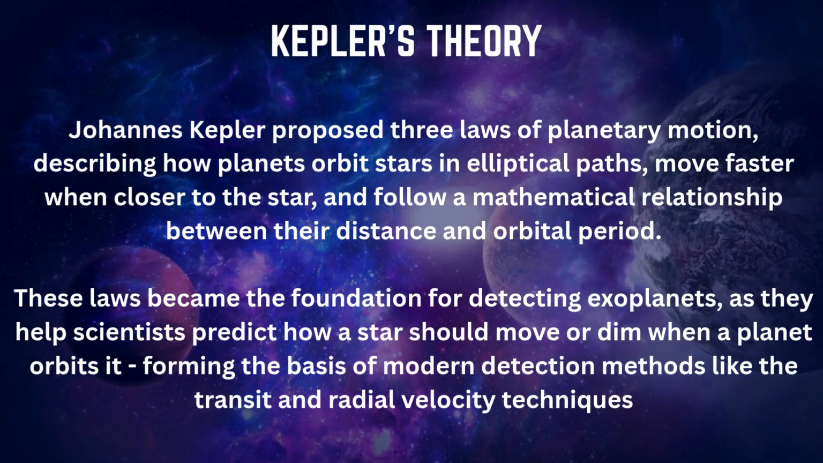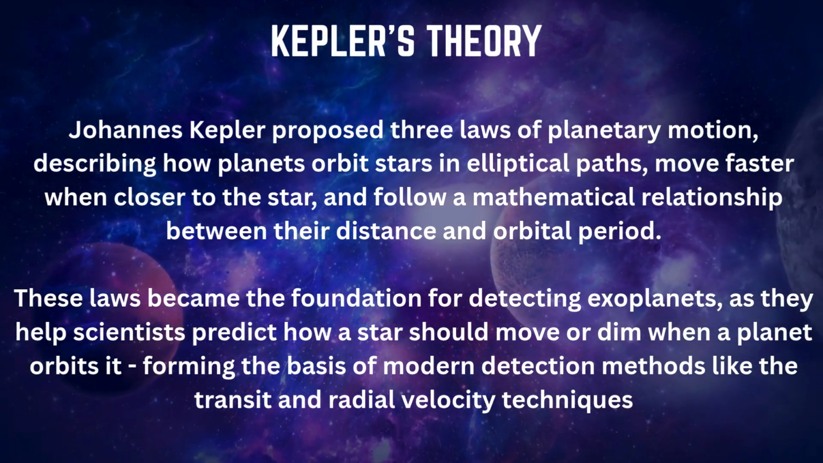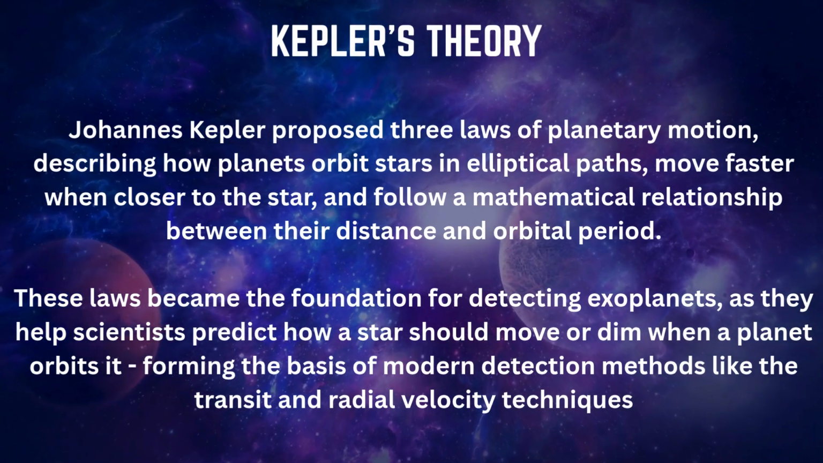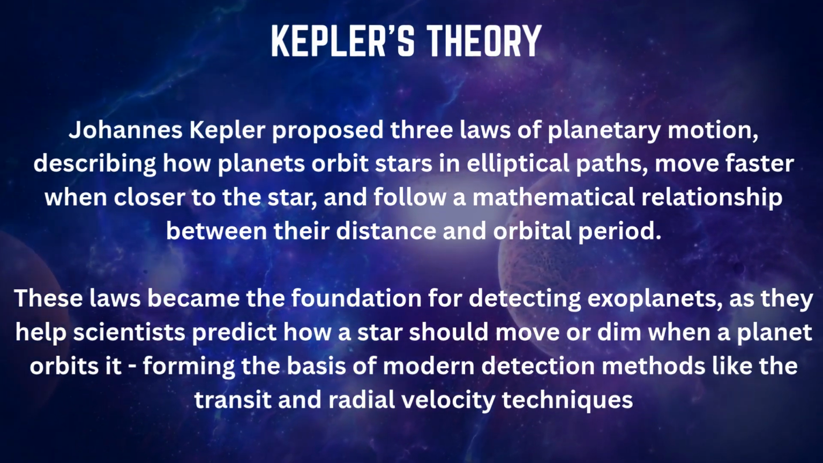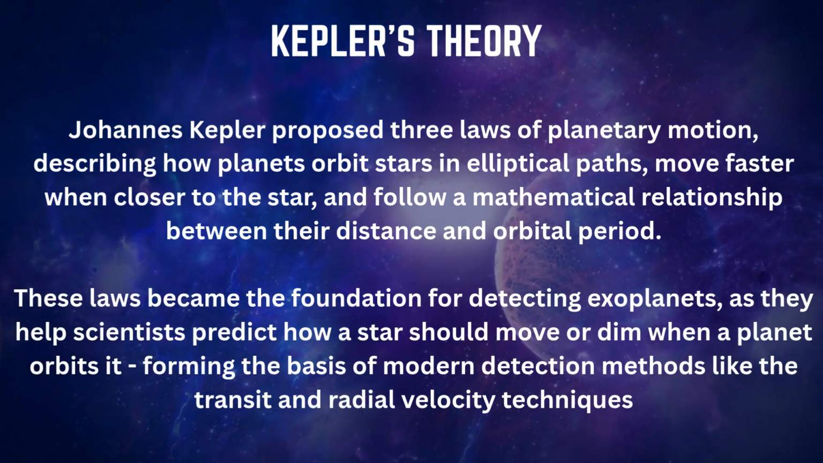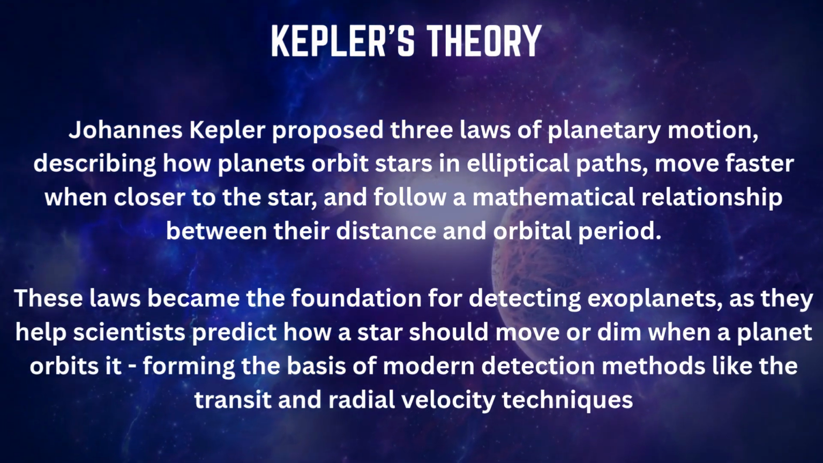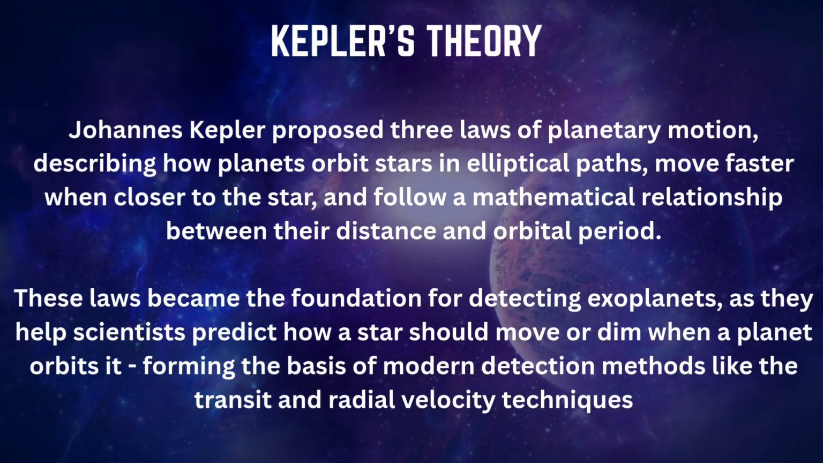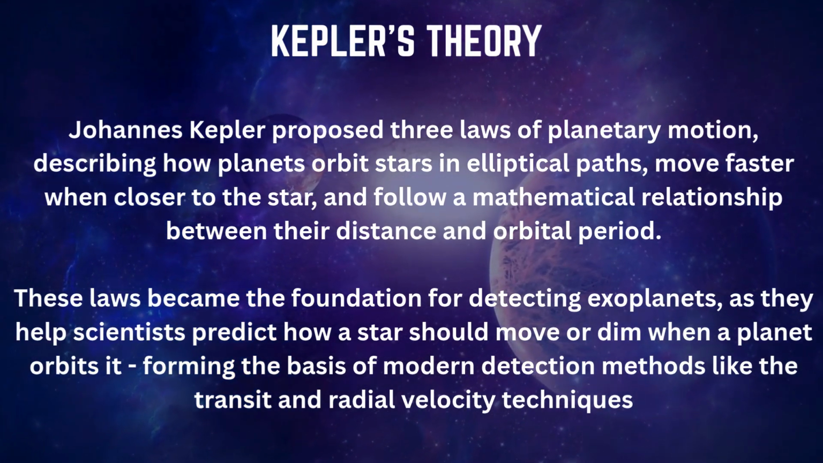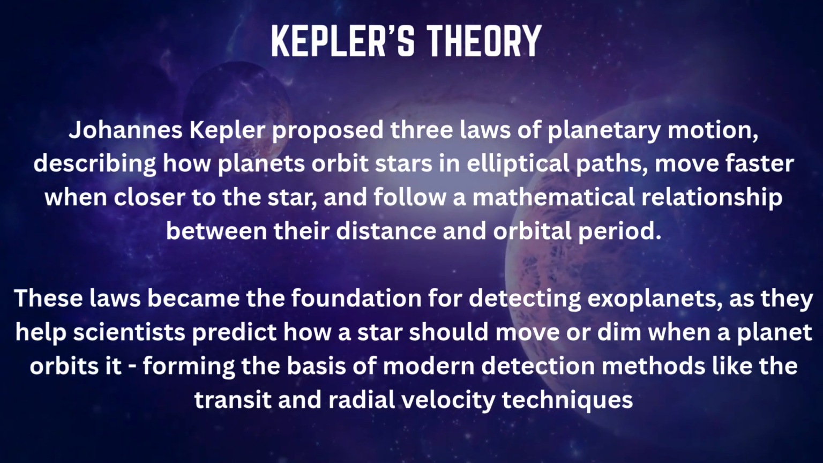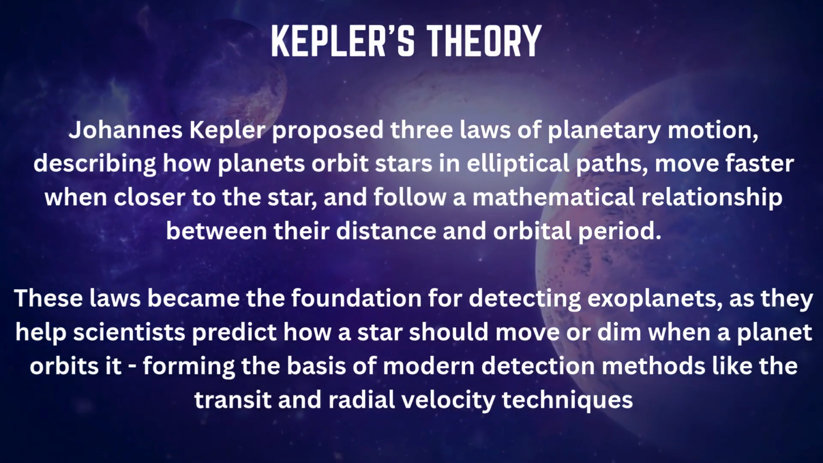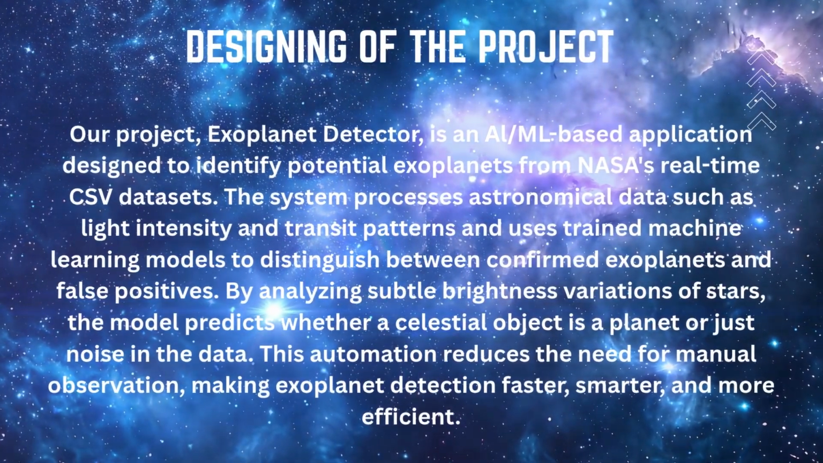Kepler's theory summary. Johannes Kepler proposed 3 laws of planetary motion, describing how planets orbit stars in elliptical paths, move faster when closer to the star, and follow a mathematical relationship between their distance and orbital period. These laws became the foundation for detecting exoplanets, as they help scientists predict how a star should move or dim when a planet orbits it, forming the basis of modern detection methods like the transit and radial velocity techniques.